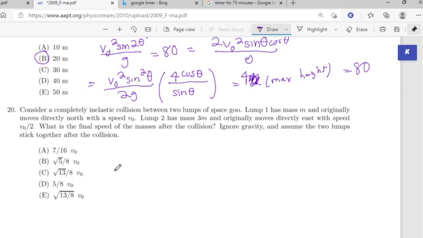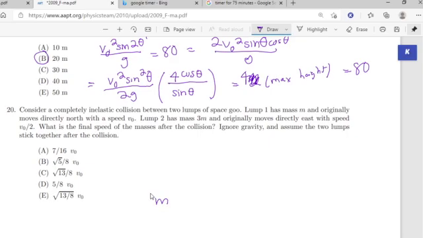Consider a completely inelastic collision between two lumps of space goo. Nice, okay. So, lump 1 has mass m and originally moves directly north with speed v naught. Lump 2 has mass 3m and originally moves directly east with speed v naught over 2. What is the final speed of the masses after the collision? Ignore gravity and assume that the two lumps stick together after the collision.